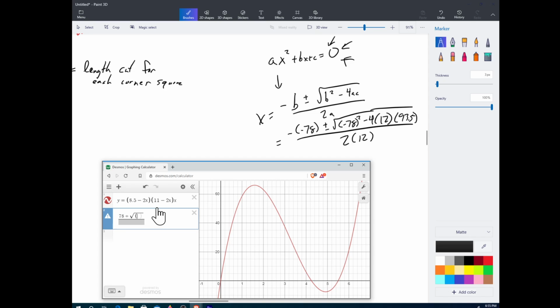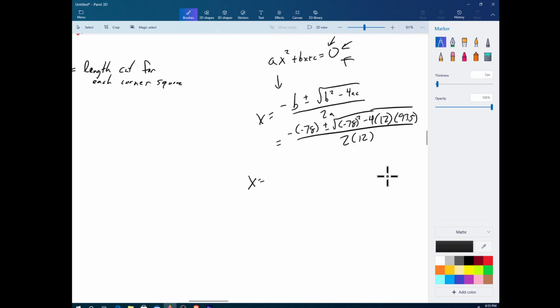Square root of 78 squared minus 4 times 12 times 93.5, all over 2 times 12. Okay, 4.915, I'll say. X equals 4.915, roughly, because it is an irrational number.